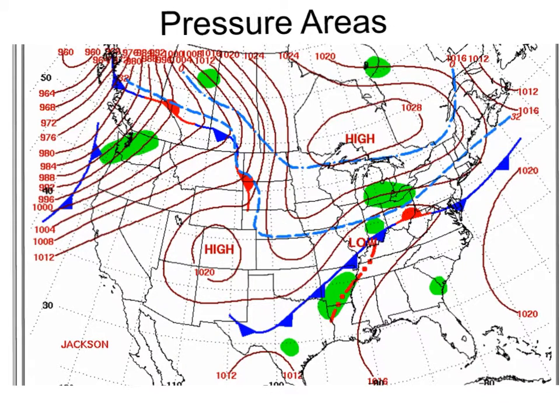A high-pressure system has a large area of whirling winds going down with lots of molecules getting pushed down. A low-pressure system is whirling winds moving up with molecules leaving an area of open space underneath it.